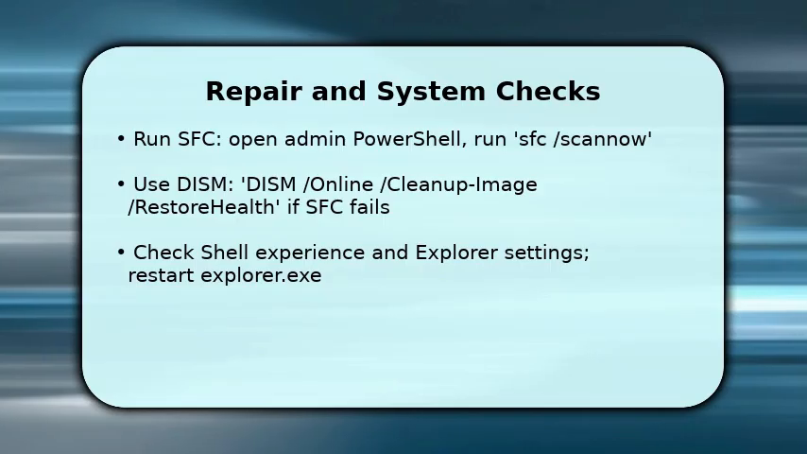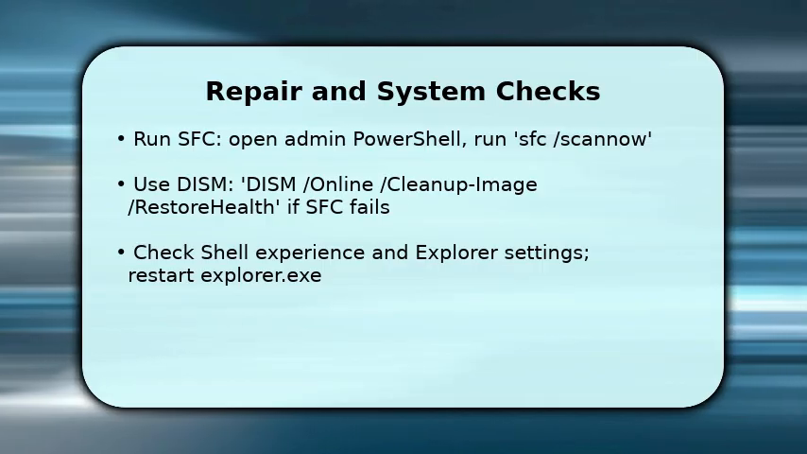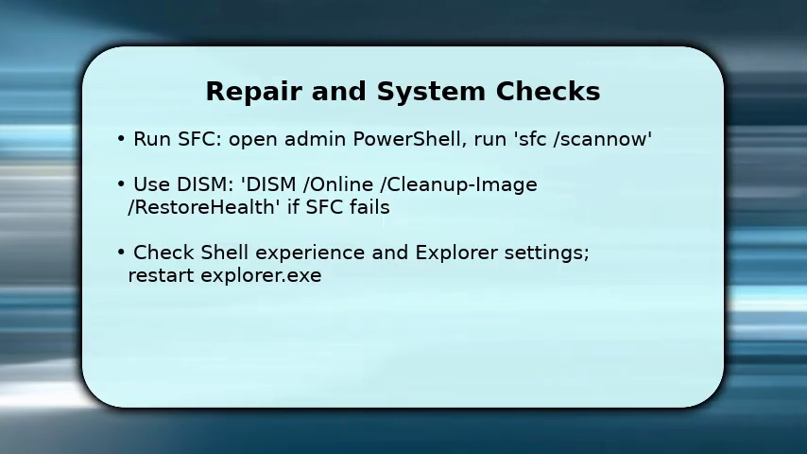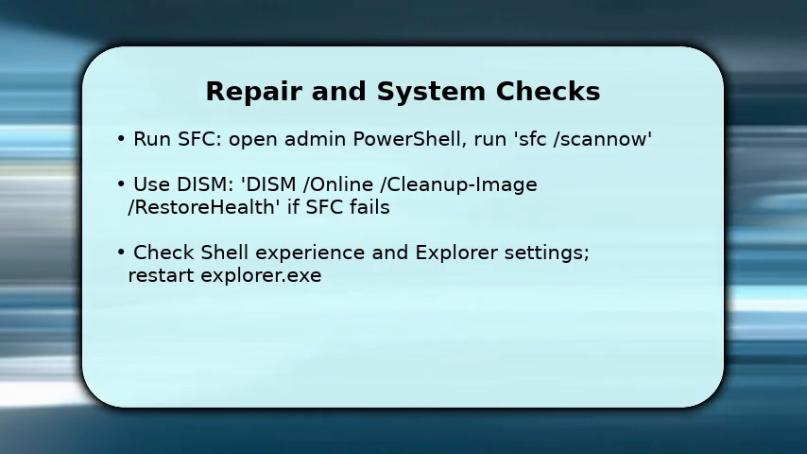Now you run integrity checks to fix corrupted system files. Open an elevated PowerShell or command prompt and run sfc /scannow. This repairs missing or damaged system files. If SFC reports issues it can't fix, run dism /online /cleanup-image /restorehealth to fetch good components from Windows Update.